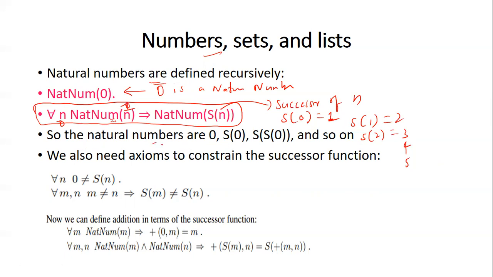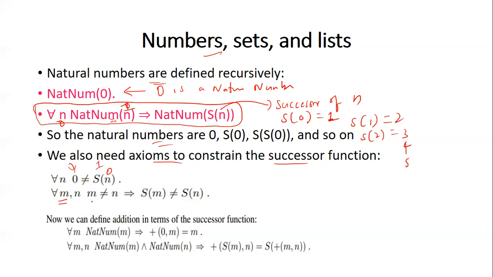Okay. So the natural numbers are 0, s of 0, s of s of 0, and so on. Right? S of 0 is 1, s of s of 0 is 2, and so on. We also need axioms to constrain the successor function. So if you want to add some constraints, for all n, 0 is not equal to s of n. So none of the s of n will be equivalent to 0, right? Even if n is 0, s of n will be 1.